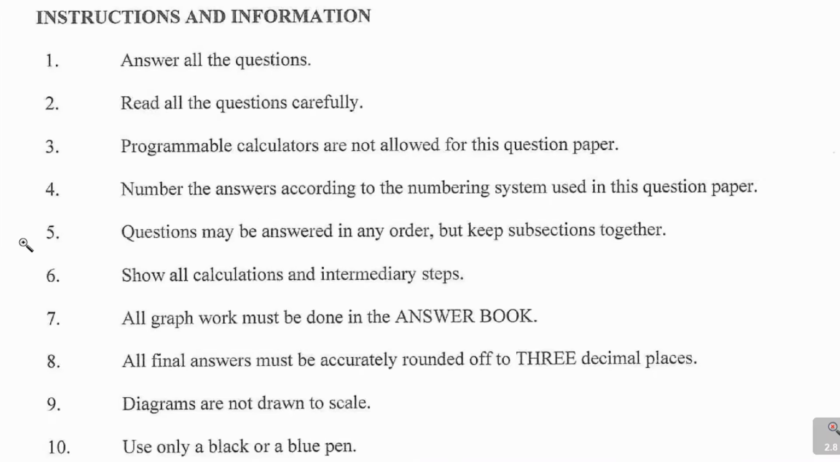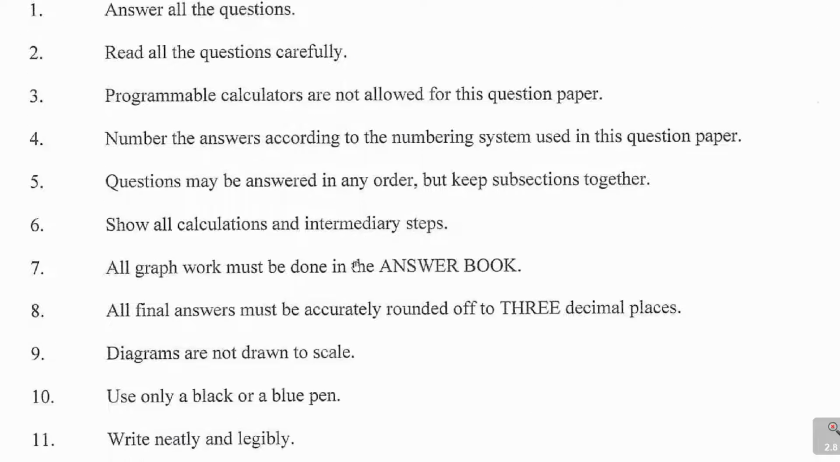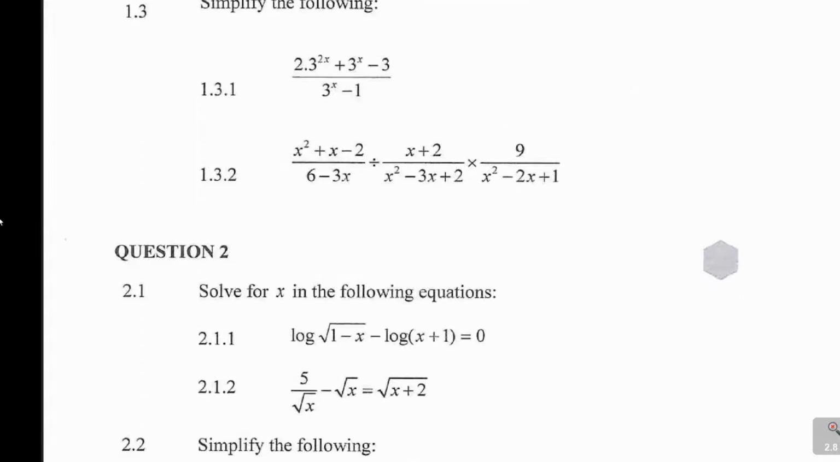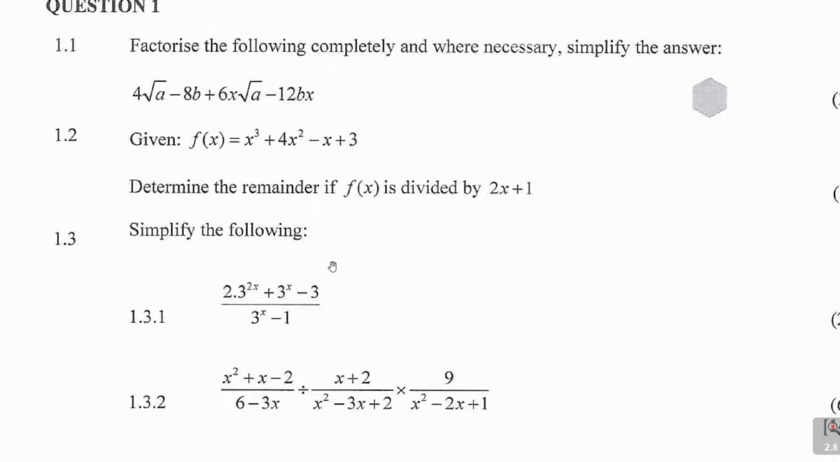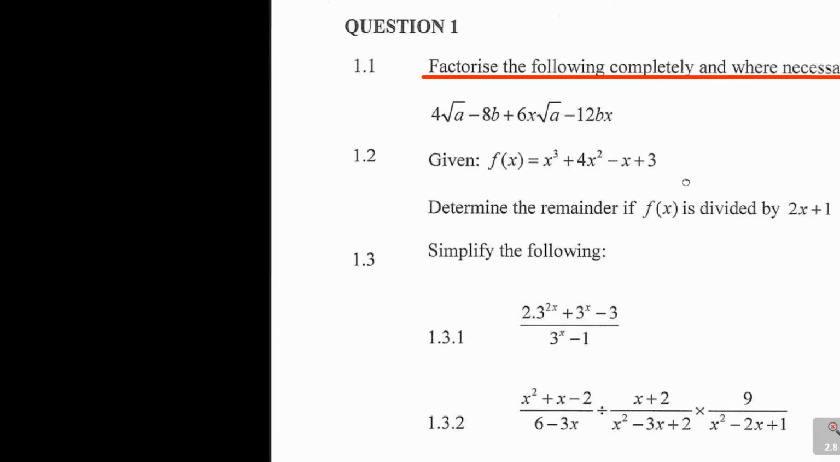So let's look at this question. As I said, we have already done the part where in the review I looked at the important part of instructions and all that stuff. So we are going to quickly go through our first question, which is question number 1. Question 1 says factorize. It says 1.1, factorize the following completely and where necessary, simplify your answer. So don't leave your answer not simplified.